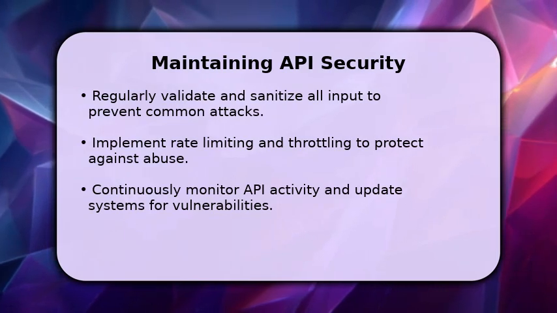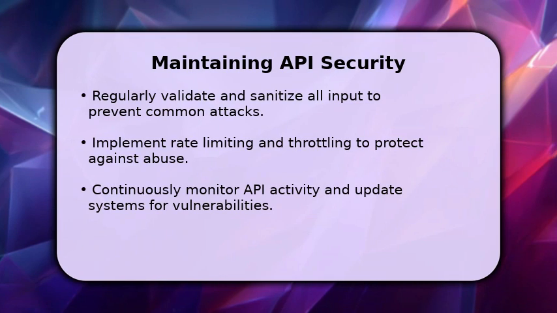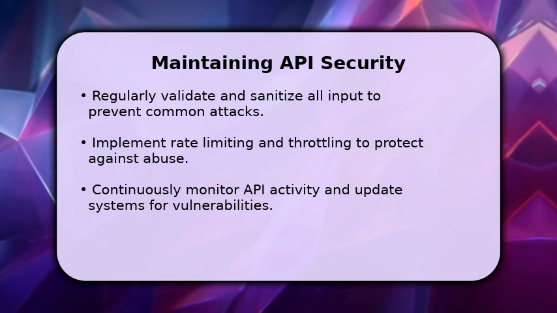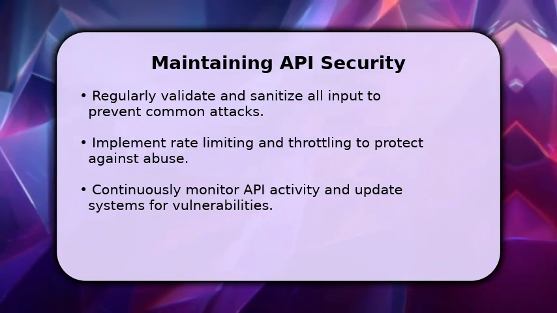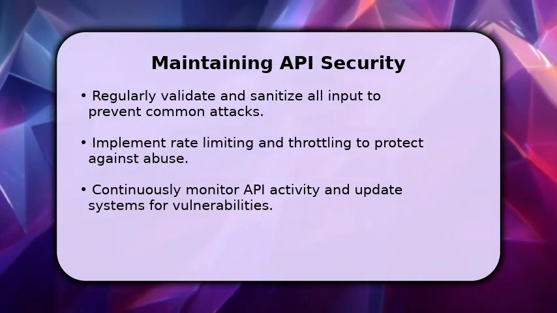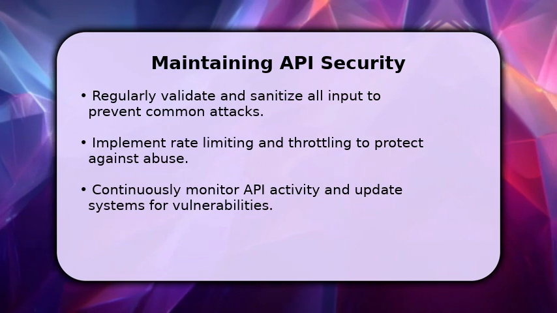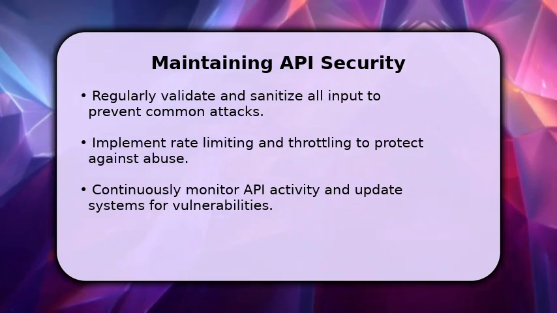Ongoing maintenance is crucial for a secure private API. Always validate and sanitize all incoming data to guard against injection attacks and other vulnerabilities. Implement rate limiting and throttling to prevent abuse, such as denial of service attacks, by restricting the number of requests.